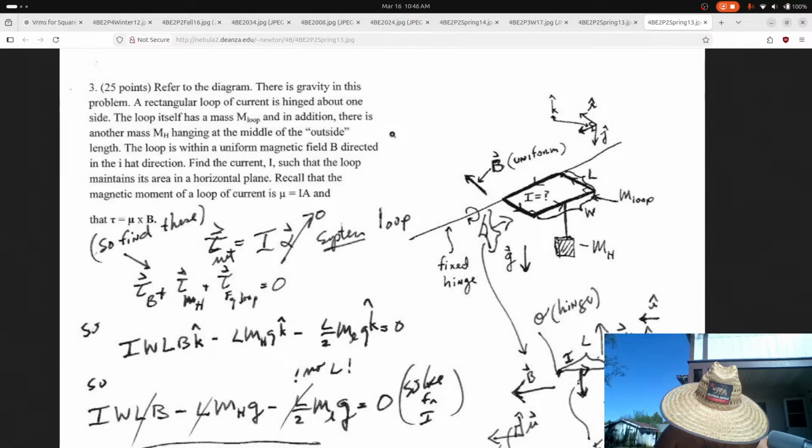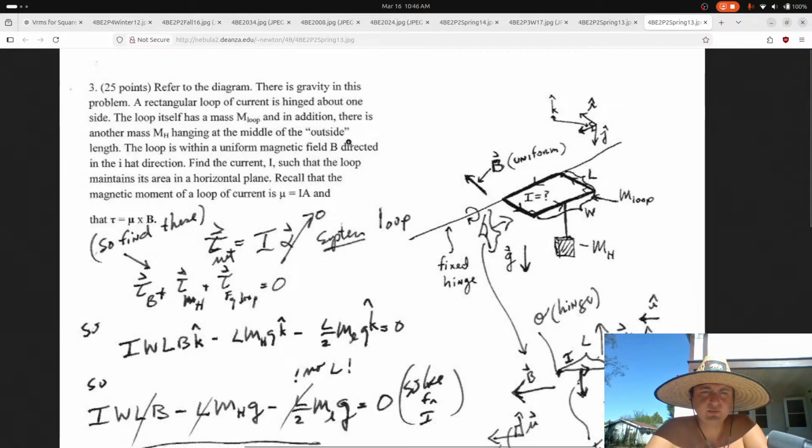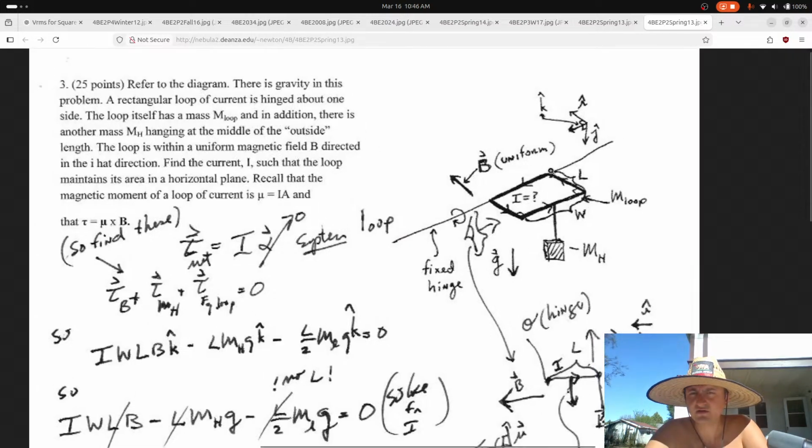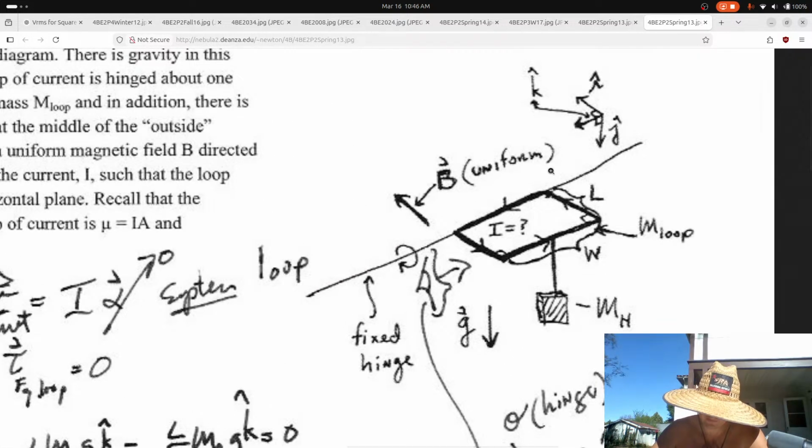Okay. The loop is within a uniform magnetic field B directed in the I-hat direction. Oh, come on, dude. Okay, so we can't even use our coordinate system. We have to use his coordinate system. So I-hat. So if you're like this, you need to spin it like this. So K's still up, J's coming out. Oh, what did he do?